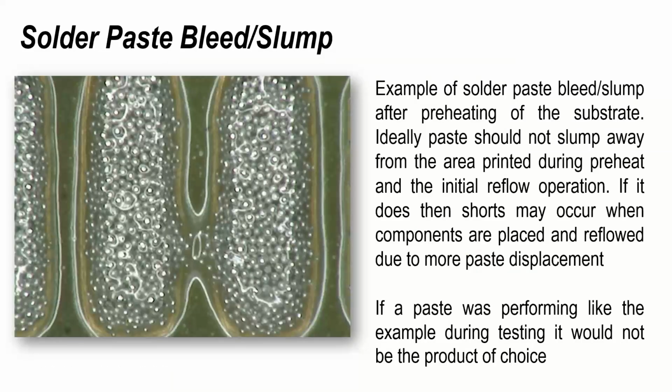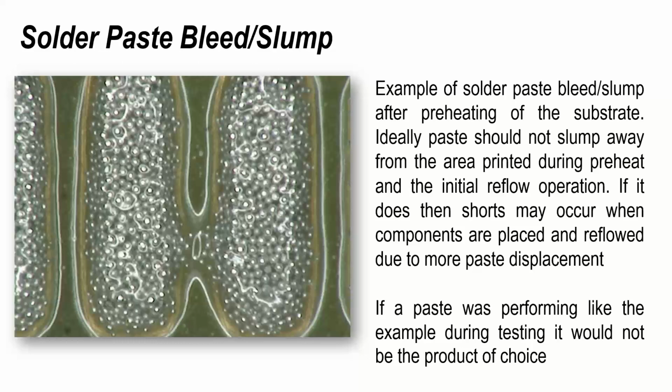Now, this is paste slump, but also it's solvent bleed. So when you're printing, what can happen if your stencil is not in good contact with the PCB, or if the stencil is in good contact, you can get capillary of some of the solvent from the solder paste.